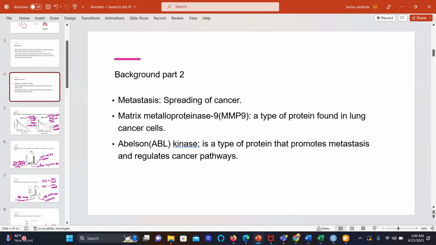Then we have matrix metalloproteinase 9, MMP9, and this is a type of protein found in lung cancer cells. We also have Abelson ABL kinase, and this is another type of protein that is known to promote metastasis and also regulate cancer pathways. So usually when there's cancer in the body, you can typically find the ABL kinase.